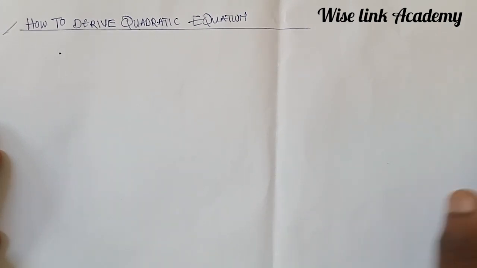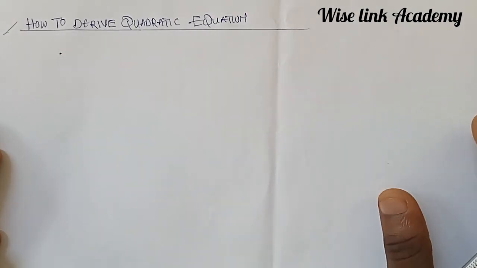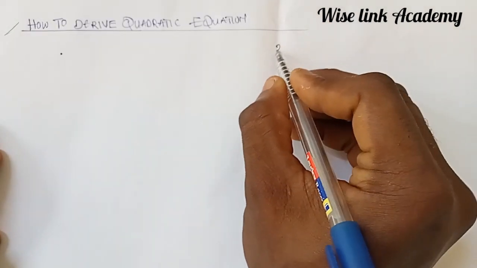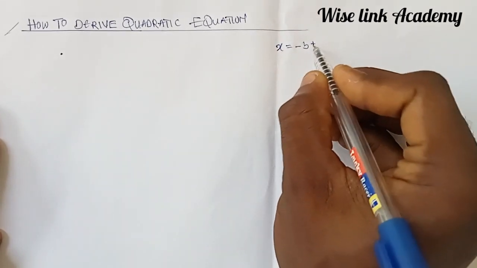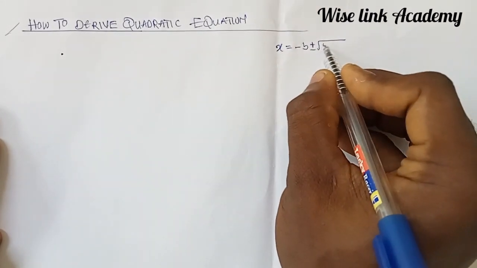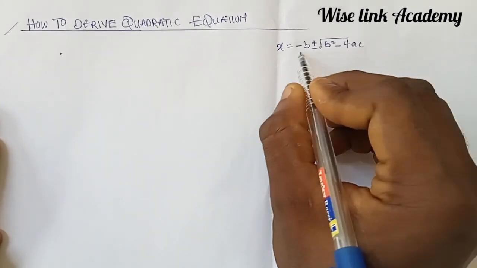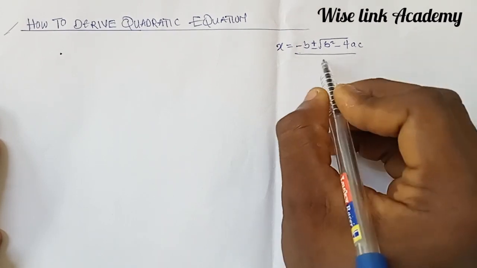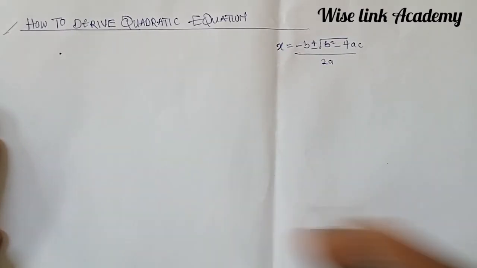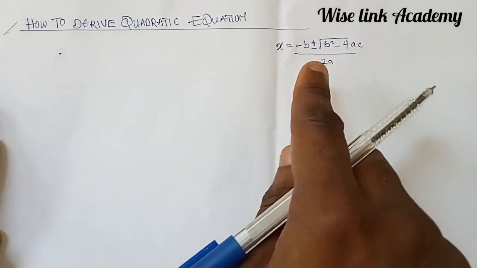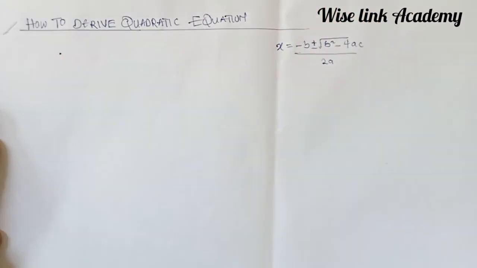Today we want to derive the quadratic formula, and as we all know, it is expressed as x equals minus b plus or minus root b squared minus 4ac, over 2a. This is the quadratic formula, but have we ever thought of how it becomes this way? So today we want to derive it.